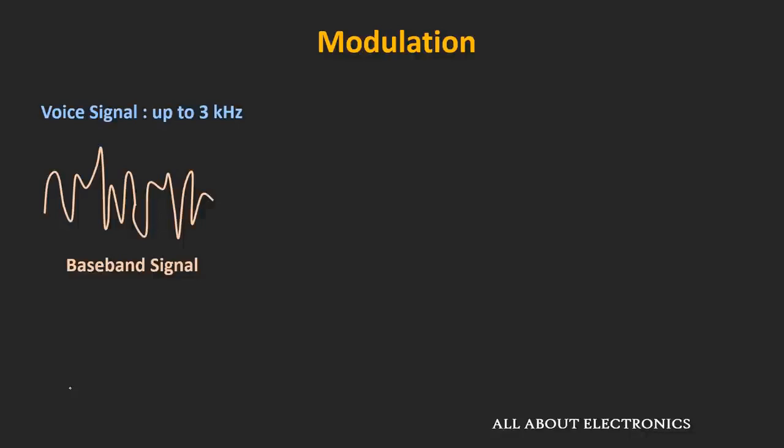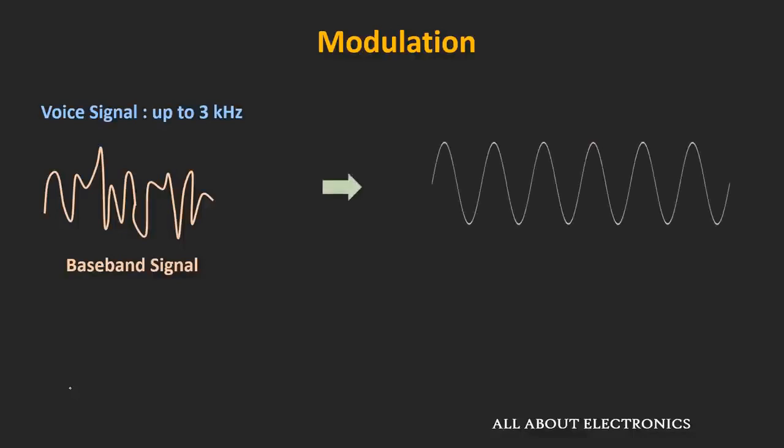But the thing is, the baseband signal cannot be transmitted directly. But with the help of a high frequency periodic signal, it can be transmitted. This high frequency periodic signal which carries the baseband signal is known as the carrier signal. But the question is, how to impose this message or baseband signal onto the carrier signal?